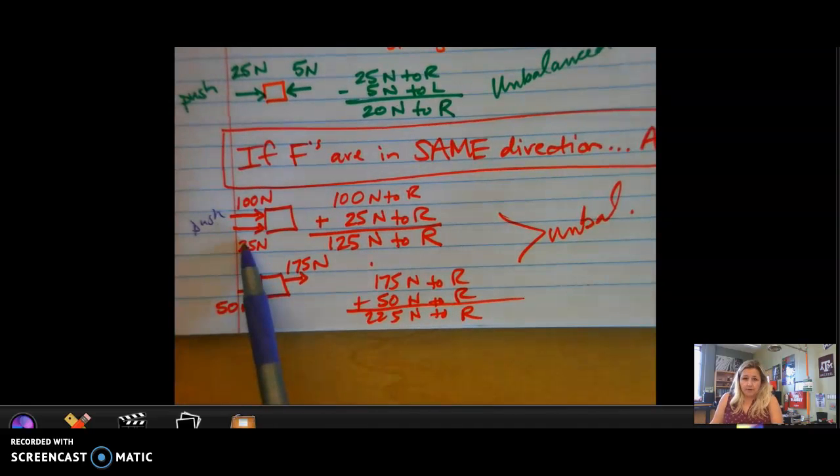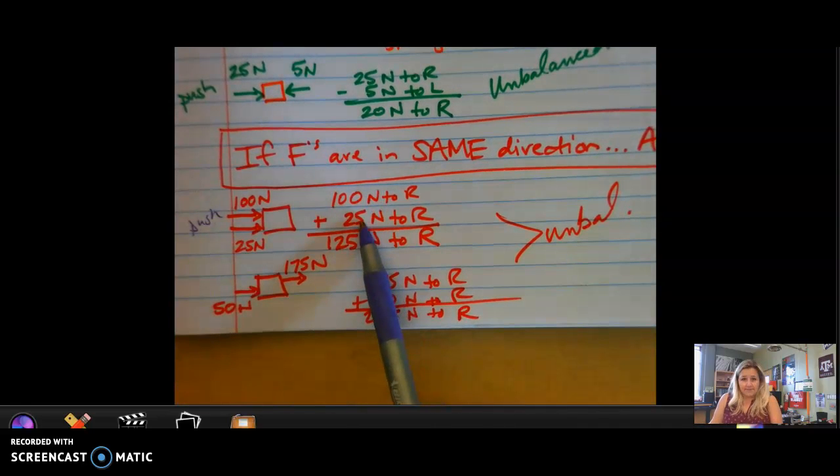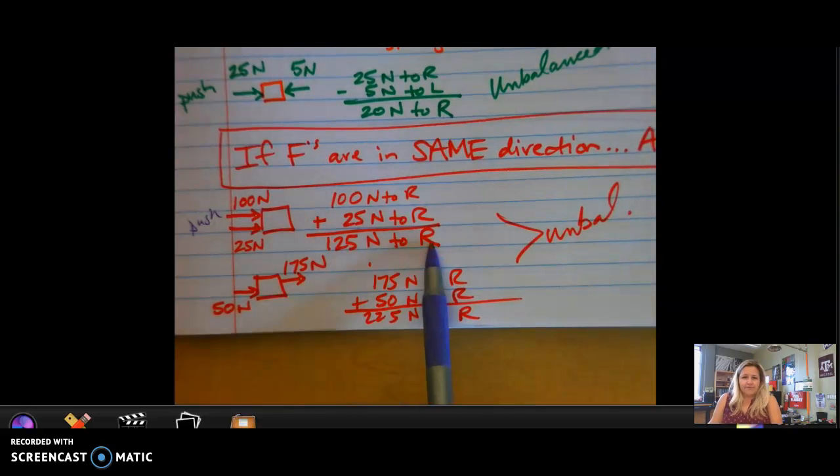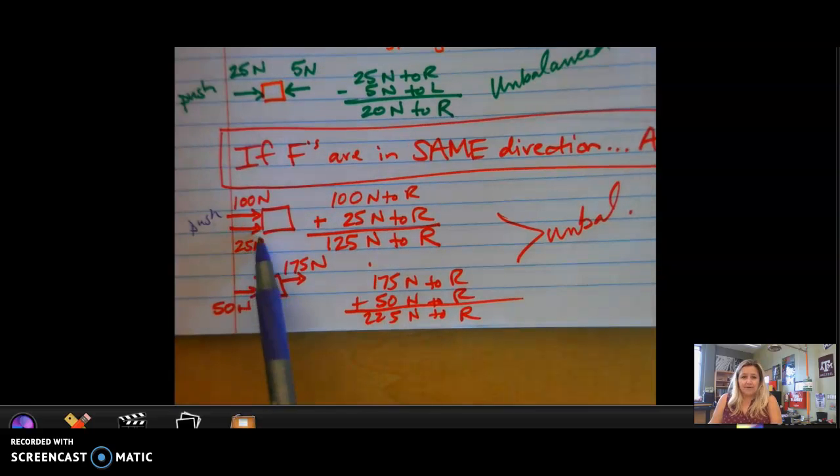But it's a teamwork, right? So you're going to add them together this time, right? Get your total with your unit, and there's only one way for this one to go, okay? But it is unbalanced because it doesn't equal 0. You want that car to move. That's the whole point, okay?